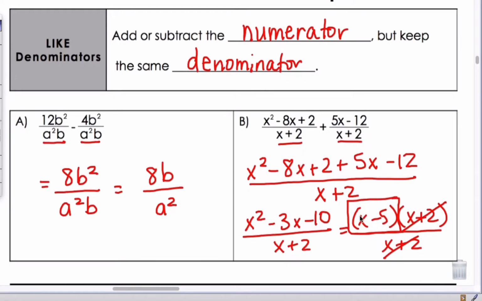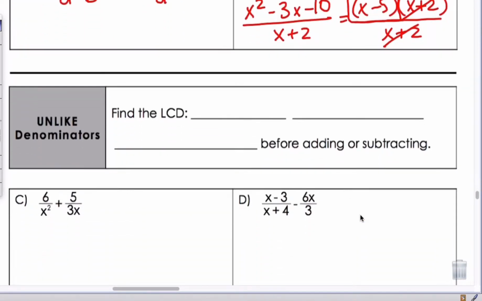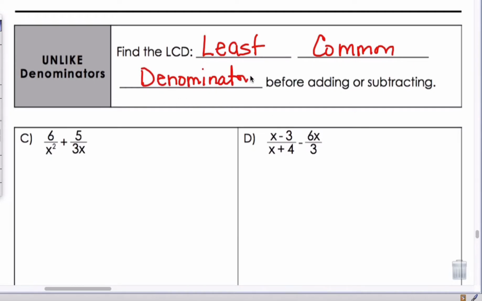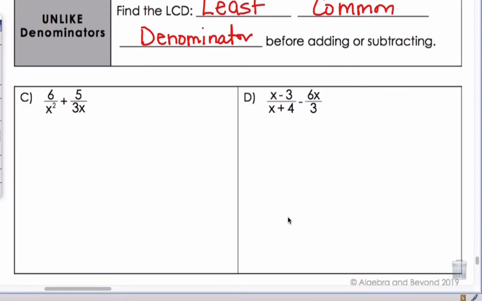Those are the ones that have common or like denominators. Now we're going to have ones with unlike denominators. It's going to be a little more complicated. With an unlike denominator, we are going to have to find the LCD, which represents the least common denominator, before we can add or subtract. The denominators have to be the same in order for us to be able to add or subtract. So let's look at letter C.